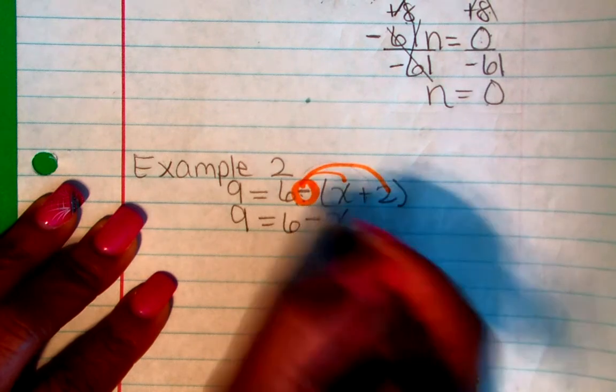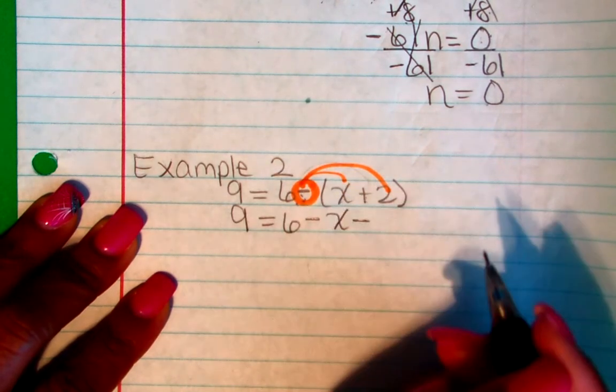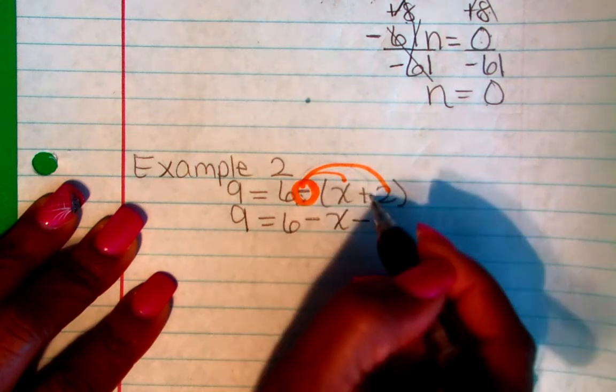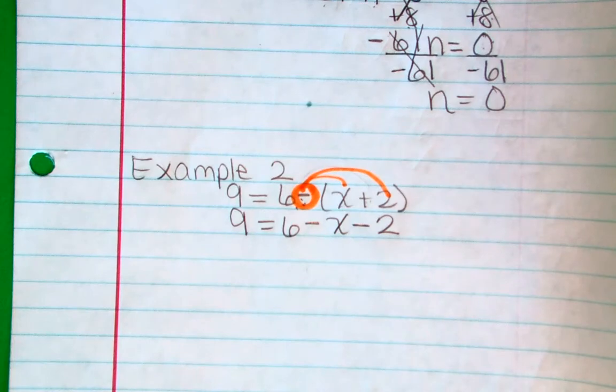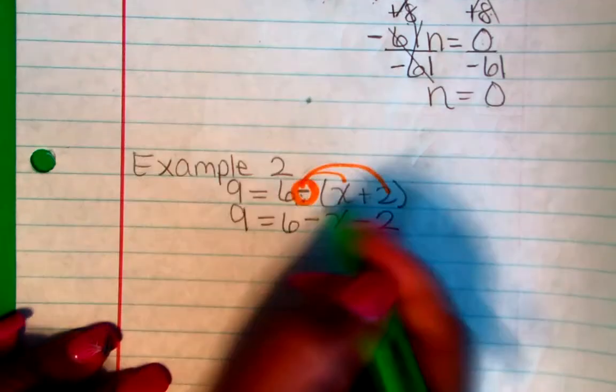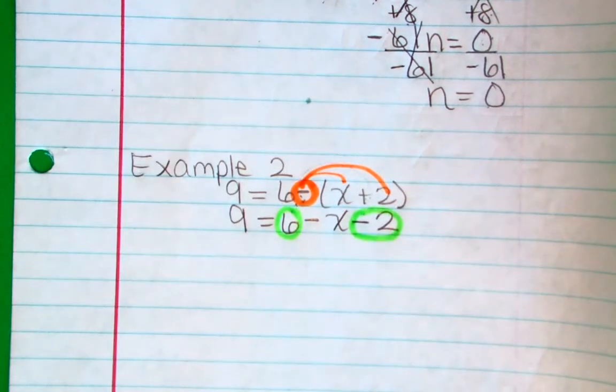Negative and a positive, or a subtraction sign and an addition sign, becomes a subtraction sign. The same thing as negative times positive. And you bring your 2 down. No more grouping symbols. Now I notice that I have a constant here and a constant here. So those are like terms.